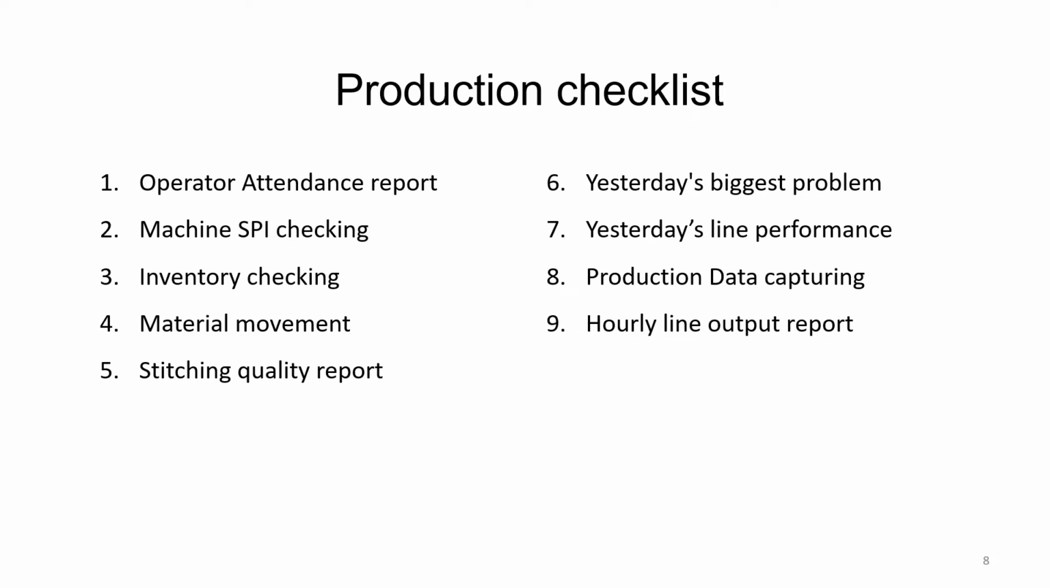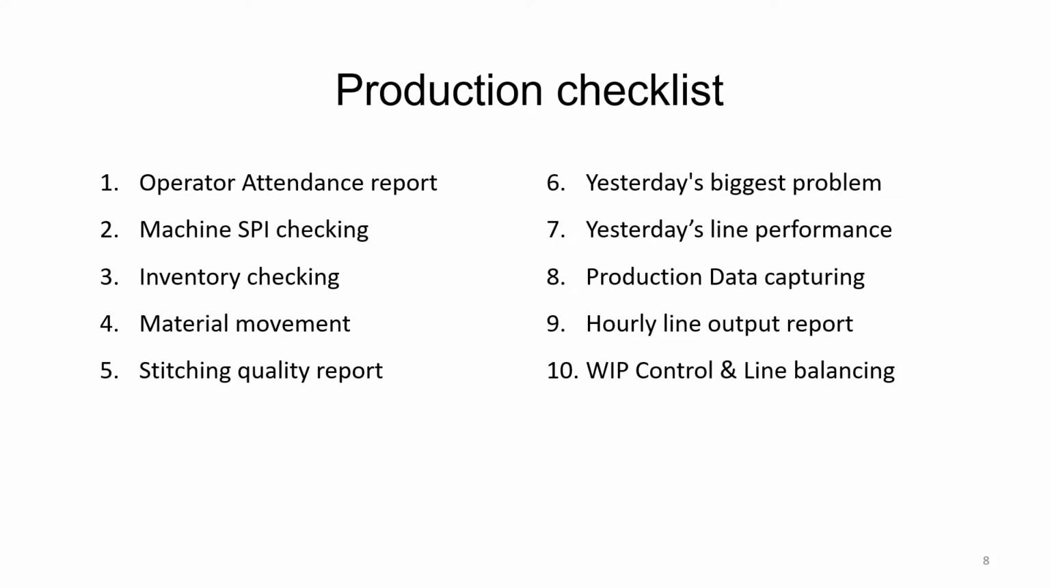Sometimes the hourly line output reports of all the lines, when added together, will give the production data per hour. And then the WIP control and line balancing.